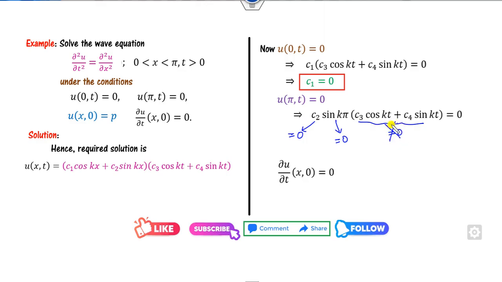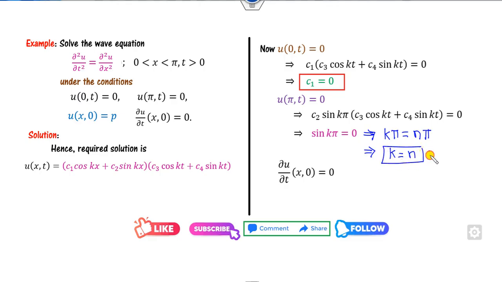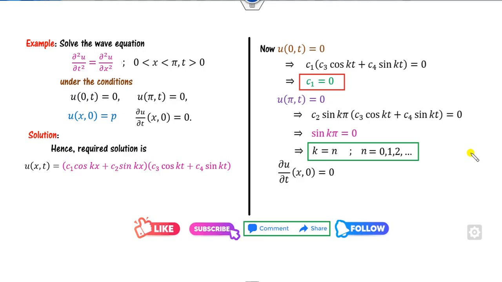Again this number can never be 0, otherwise u will be 0. C2 again can never be 0, because if C2 is 0, C1 is already 0, so that means u is 0. So C2 can never be 0. This can never be 0. This implies sine k pi will be 0. What does it mean? When the sine term is 0, k pi is n pi. So can you find the value of k? k will be n, where n starts from 0, 1, 2 and so on.